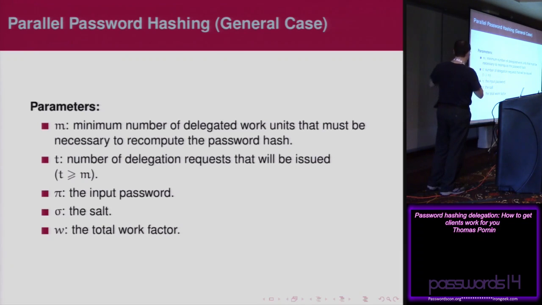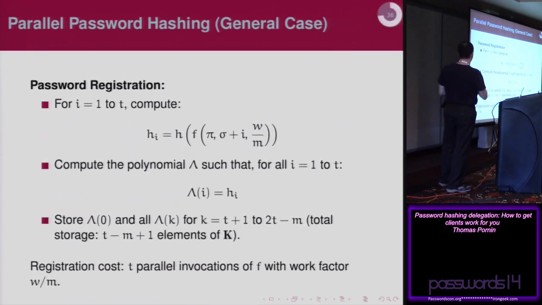But we will send more. We will send t requests, and we want to recover from what we get, as long as at least m will answer. Okay. So you've got a password, a salt, the total work factor, same values as previously. So you still hash with distinct salt values and reduced work factor, and you get the hash values Hi. And from the Hi, you do that t times. So that defines you a polynomial.